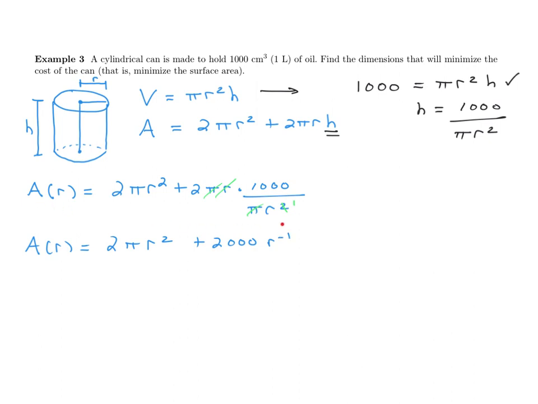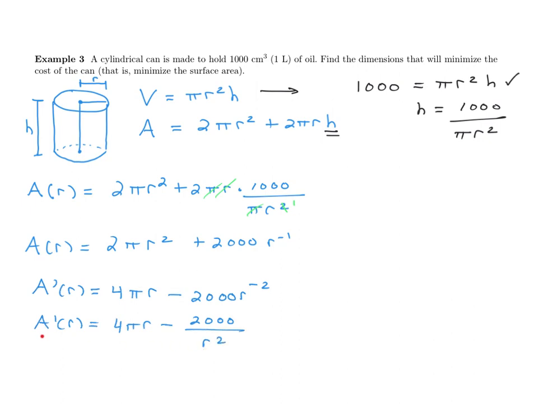If I want to minimize this function, I'll take the derivative of this equation, set it equal to 0, and find critical numbers. So the derivative A prime of r is equal to 4 pi r minus 2,000 r to the negative 2. I'll write that as the derivative is 4 pi r minus 2,000 divided by r squared.